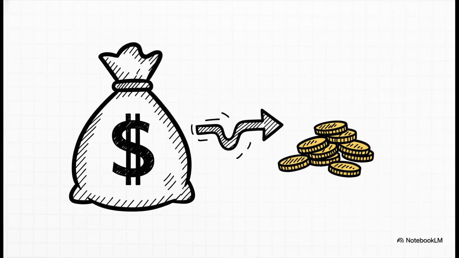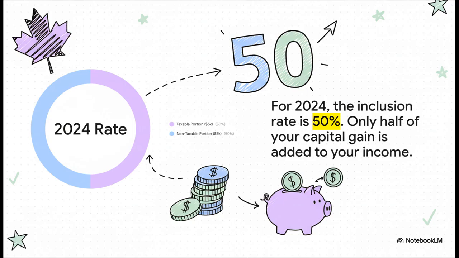And this is the best part about how capital gains work here. In Canada, we have something called an inclusion rate, which means only a fraction of your gain actually counts as taxable income. And for 2024, that magic number is 50%. So on that $10,000 gain, only half of it, $5,000, is considered your taxable capital gain. That $5,000 gets added to your other income for the year, like your salary, and then you pay tax on it. The other $5,000, it's completely tax-free.